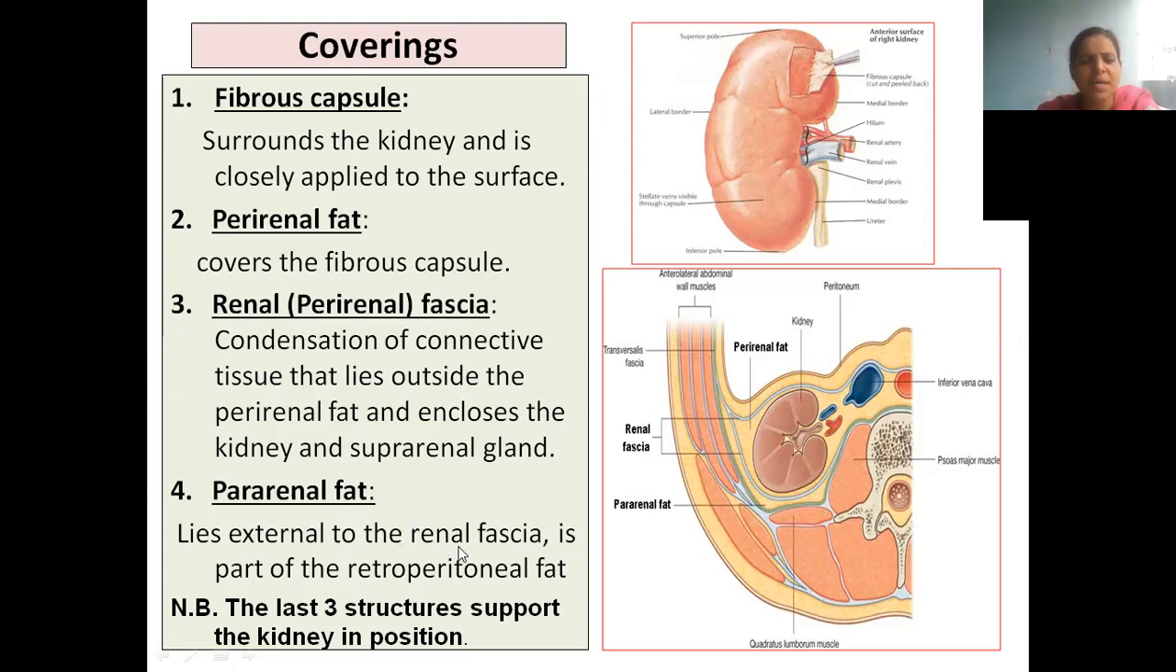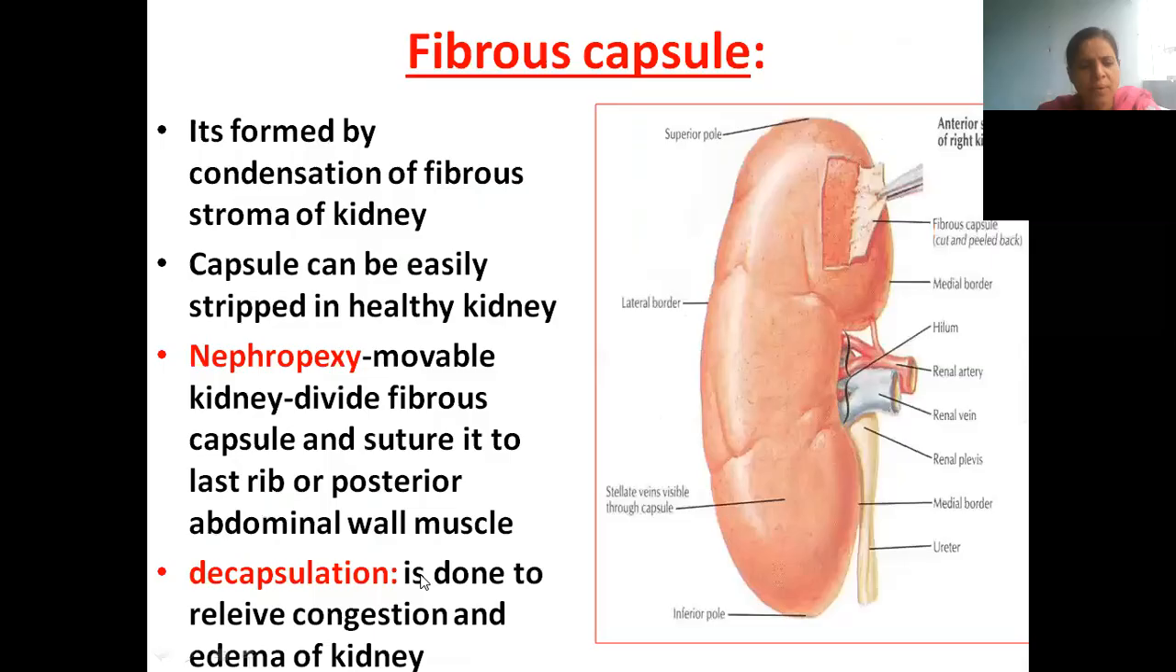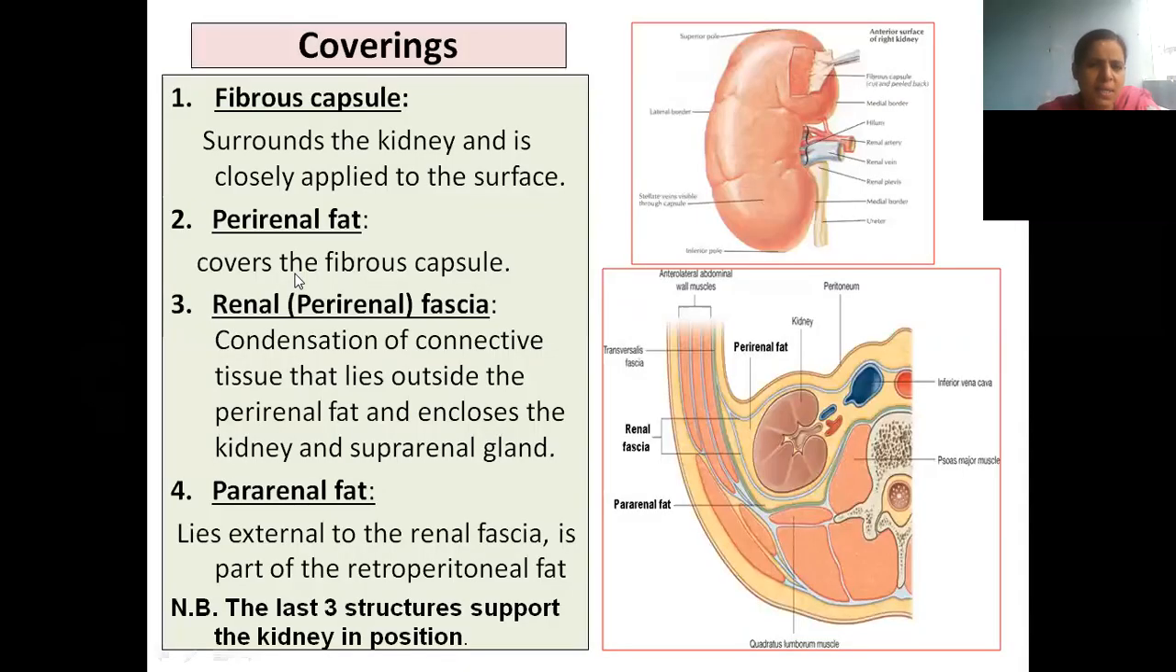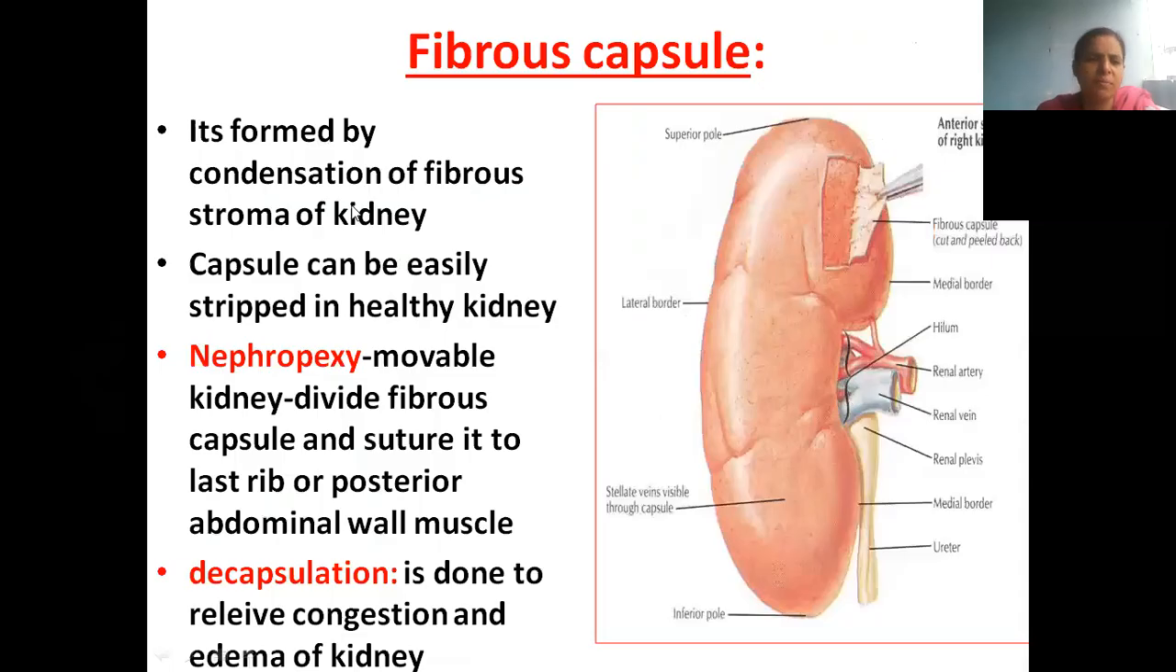Okay, it lies external to the renal fascia. Then, if you observe all these things once again, the fibrous capsule is the one formed by the condensation of the fibrous stroma of the kidney. It can be easily stripped off if the kidney is healthy. But if the kidney has some underlying disease, this capsule becomes adherent and cannot be easily stripped off.